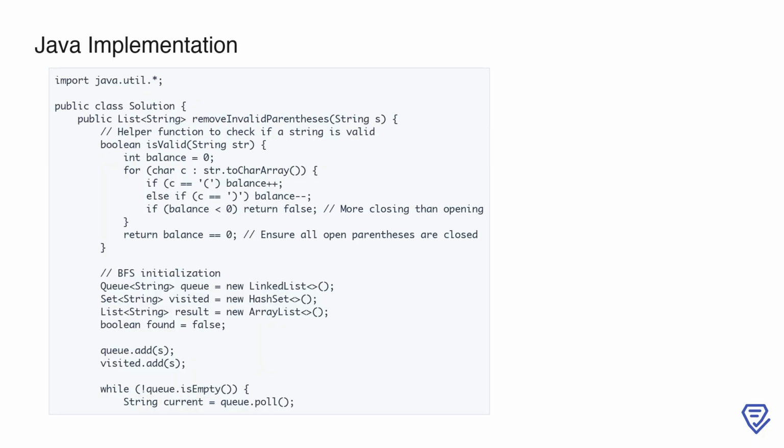Here, we start by defining the Java implementation for removing invalid parentheses. The first step is to create a helper function called isValid that checks whether a given string has balanced parentheses.